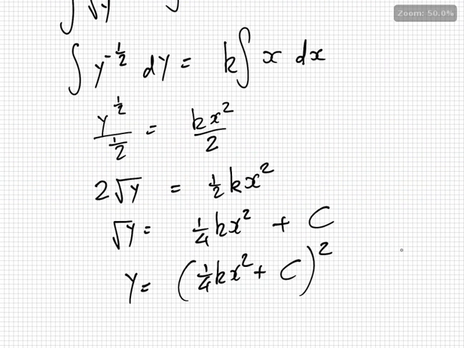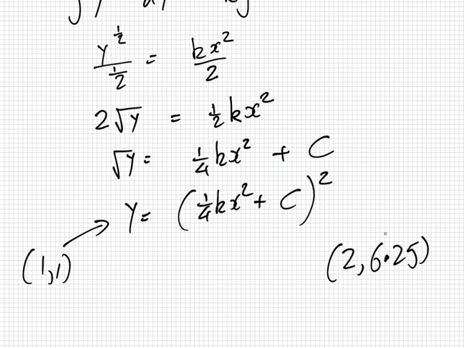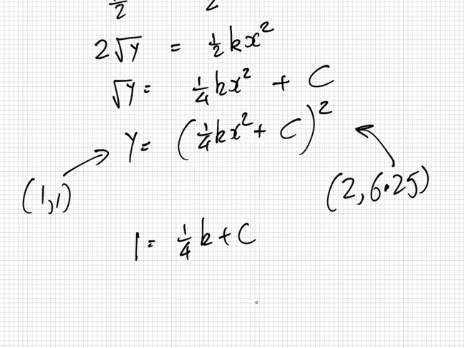How can I do that? Yeah, they give us 2 points. They say (1, 1), so throw that in, and (2, 6.25). Throw that in. So if I put in (1, 1), I'll get 1 equals a quarter k plus c.